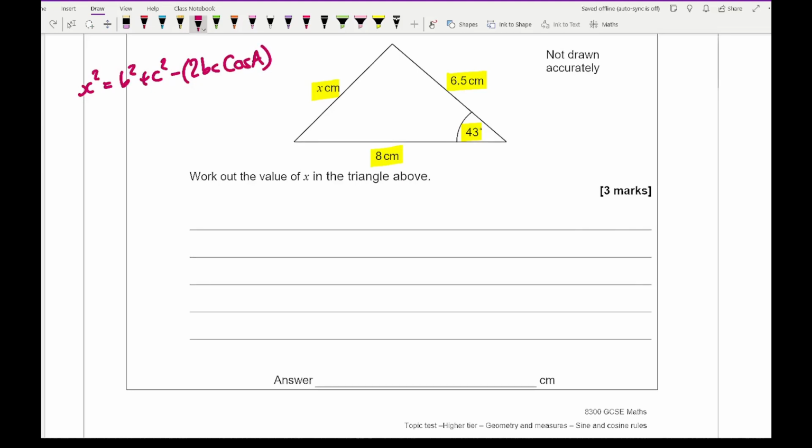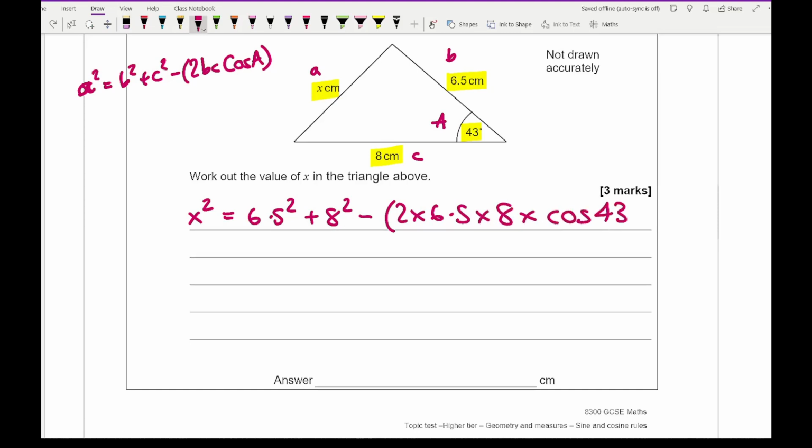So labelling this side as little a, and let me actually start by writing that as a. This is going to be capital A, that's going to be b, and that's going to be my c. Substituting the values in, I get x squared equals 6.5 squared plus 8 squared minus 2 times 6.5 times 8 times cos of 43.